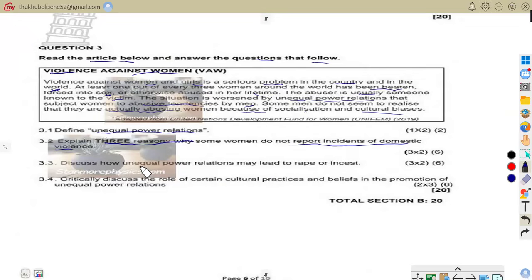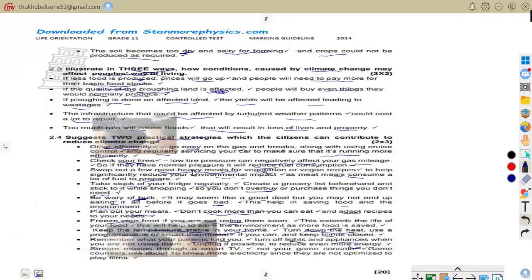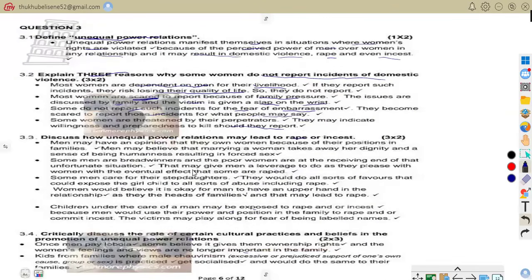Question 3.3 says: discuss how unequal power relations may lead to rape or incest. So we are going to our answers for that question. As we have said, we are to discuss how unequal power relations may lead to rape or incest. So our answers are the following.